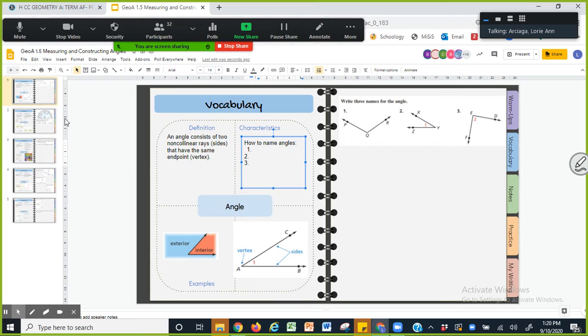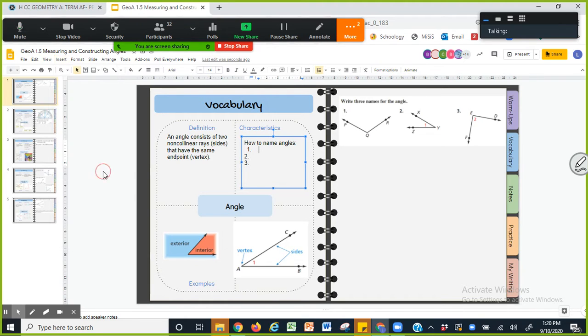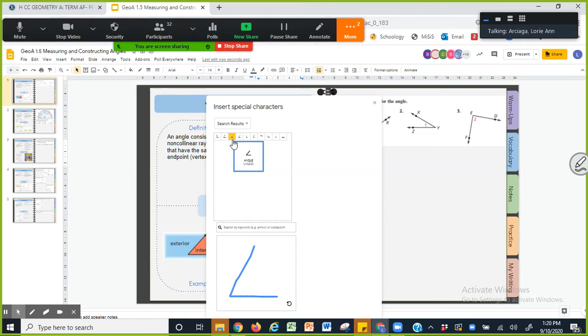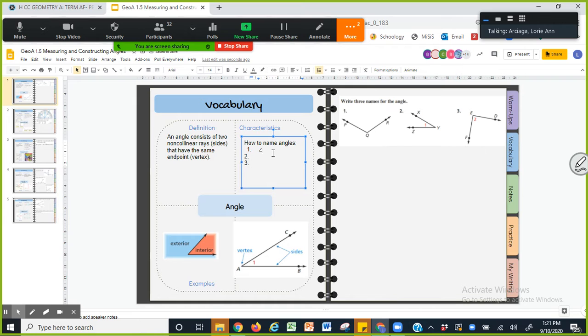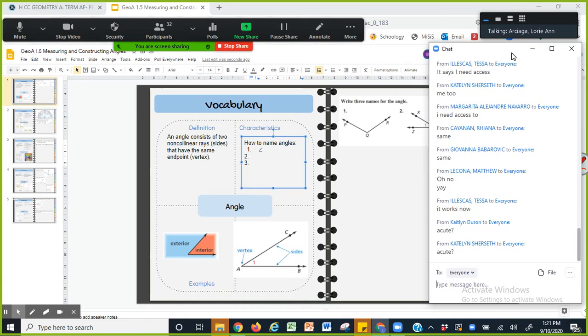And if you don't know where to find your symbol for angle, you go to Insert, Special Characters, and then you draw the symbol for angle so it will find it faster for you. Okay, and you see that one? It's angle. There's different stuff, but just use this one. And once you have that, you could just copy and paste it later on. Let me leave the chat open so I can read.